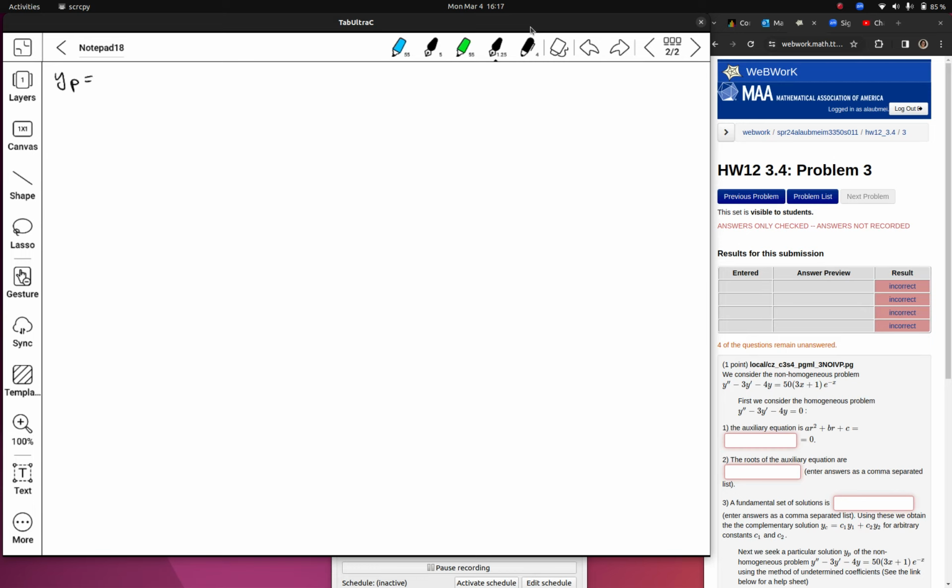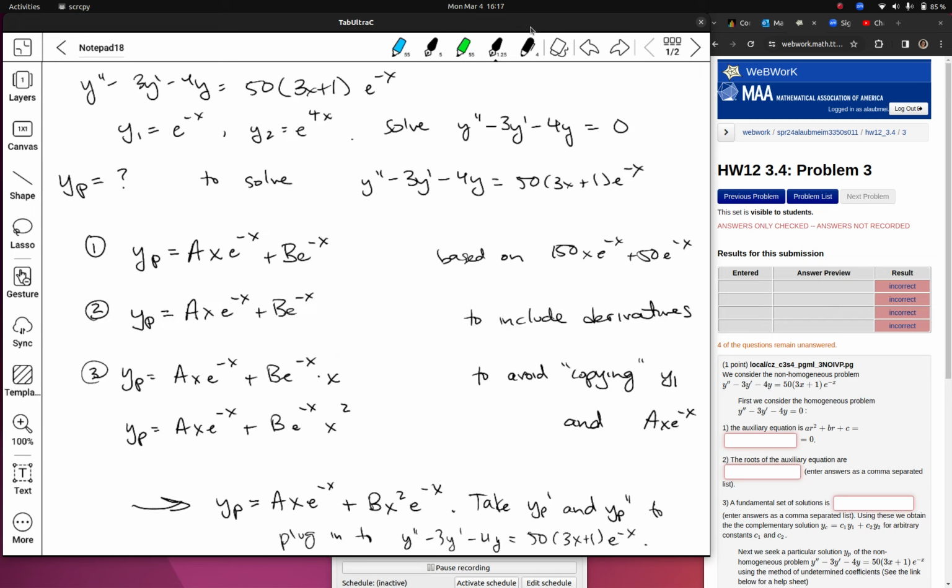But so we've got Axe^(-x) plus Bx^2 e^(-x) into y'' minus 3y' minus 4y equal to 50. Actually, I'm going to go ahead with the version I had before: 150x e^(-x) plus 50 e^(-x). Ax, Bx^2. Okay.